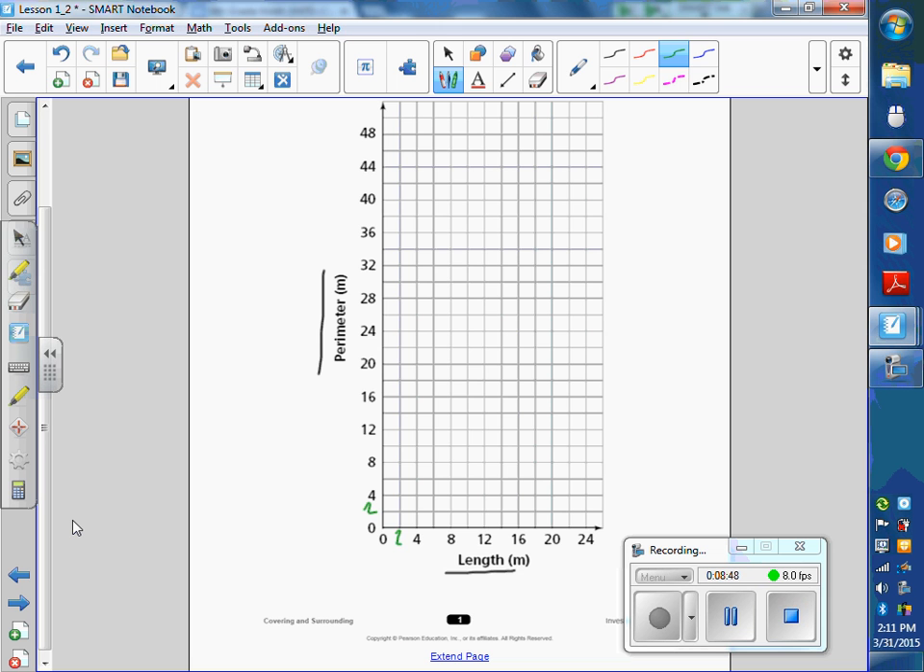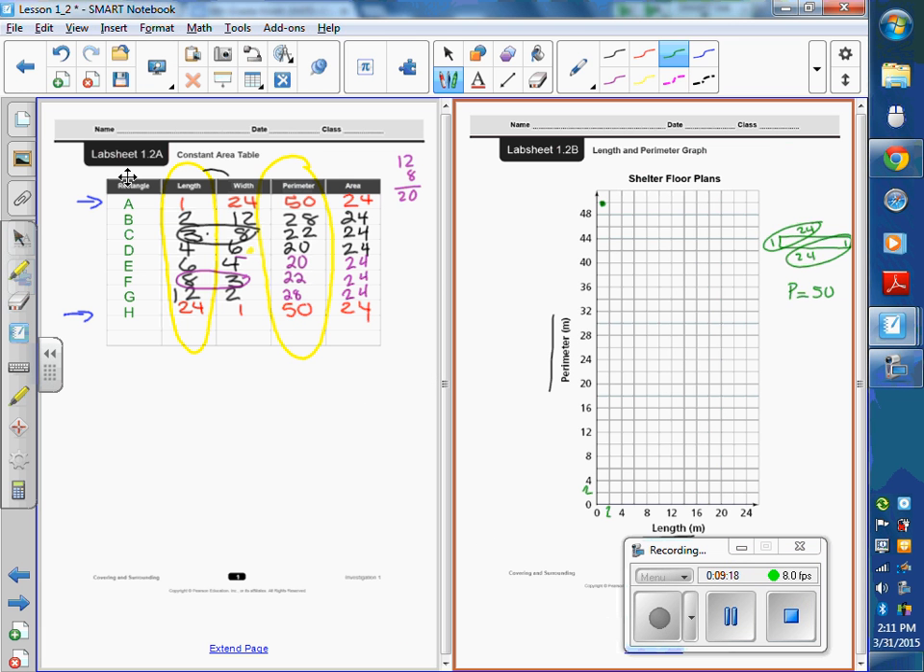I'm going to zoom in again so you can see that. But our perimeter for a length of 1 was, look at your chart. It was 50, right? Because it was a 1 by 24. So if this is 1 and that's 24, and this is 24 and that's 1, from your chart we found out that the perimeter was 50. So we're going to go 1 by 50 and put that point there. Okay? And then when you look at the chart, I'm going to call that point A.